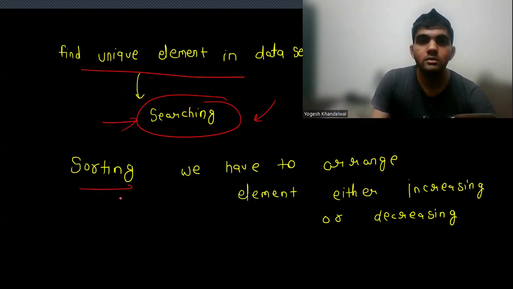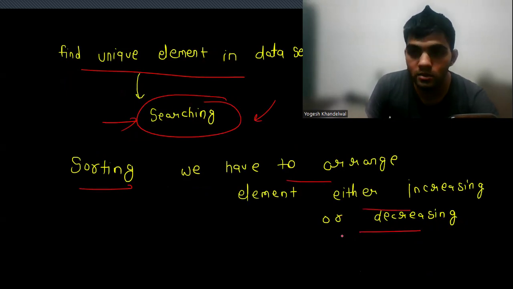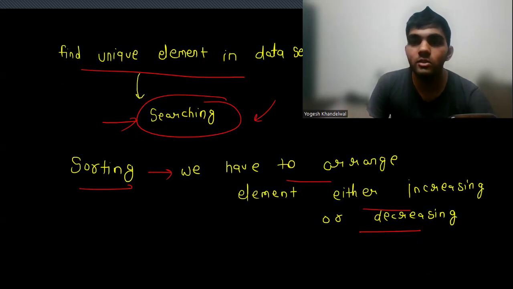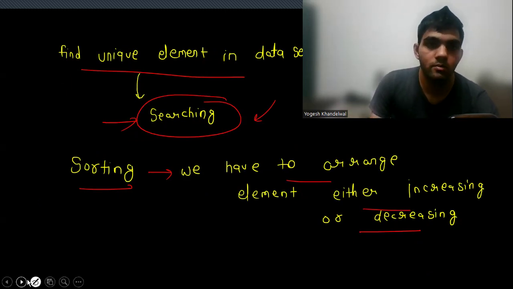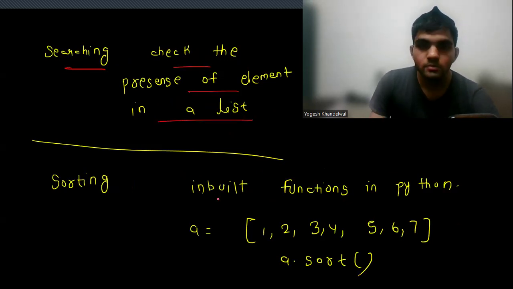In sorting, we have to arrange elements either in increasing order or decreasing order. So in sorting, we are given an array or list, and we have to arrange the elements in that array in increasing order or decreasing order. And in searching, we have to check the presence of an element in the list.